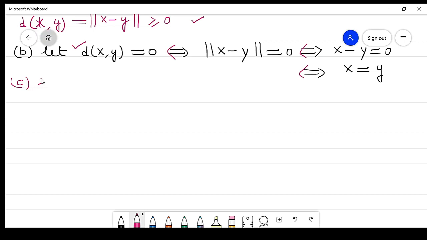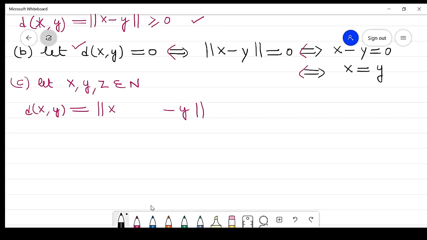Now let us take 3 vectors x, y, z belonging to N. So distance between x, y is equal to norm of x minus y, right? So this is a distance. So we can write this norm of x minus y as norm of x minus z plus z minus y, right? So we add z and subtract z, so there will be no change in this term. So this is the first term, this is the second term, and these vectors belong to N, and N is a norm-linear space, and norm-linear space satisfies the triangle inequality.